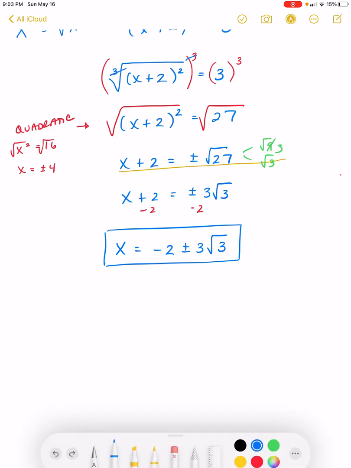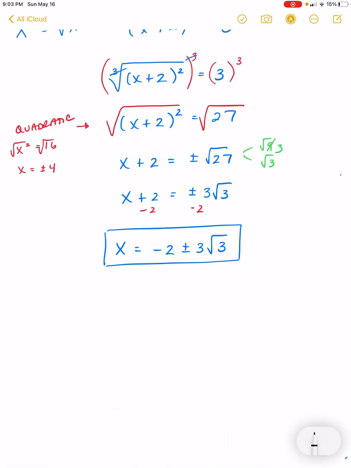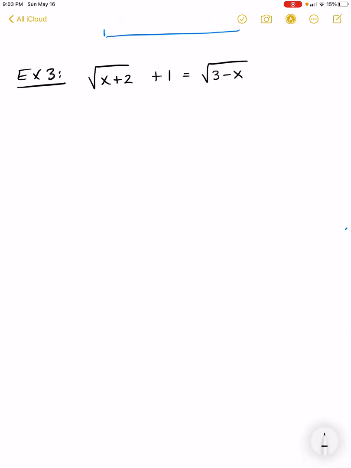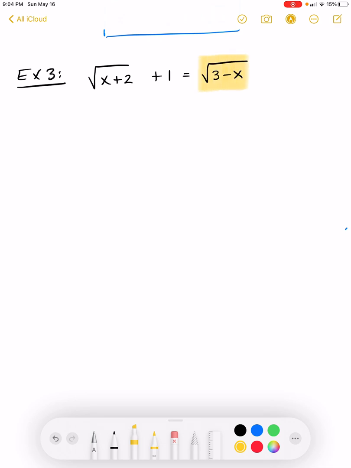All right. So the last example that I'm going to do is going to be a little bit more challenging. Let's solve the equation x equals the square root of x plus 2, plus 1, equals the square root of 3 minus x. Okay? Well, this time I think what you're going to notice is now we have 2 radicals, and I can't isolate both of them on the same side. So our goal is to isolate one of the radicals, and we have that by itself. And so I'm just going to rewrite this problem real quick.